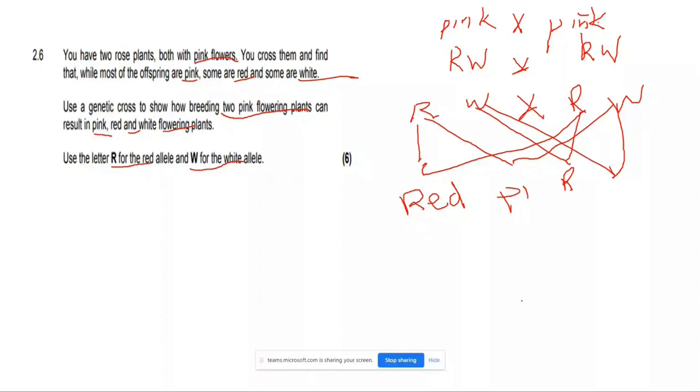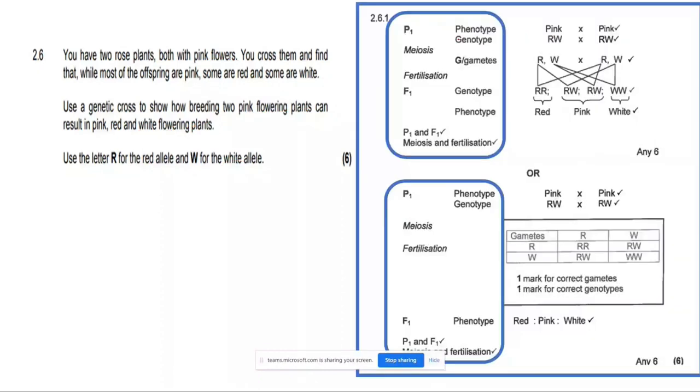Let me just go here and remove my ugly scribbling and show you the answer. So if I use a pink and a pink, which is RW, I hope you know why we're using RW for pink. There's my gametes, those two separate. So I get red, pink and white flowers. I can either do it like that, or I can use a Punnett square. This is just an alternative answer if you use the Punnett square. And it's 6 easy marks.